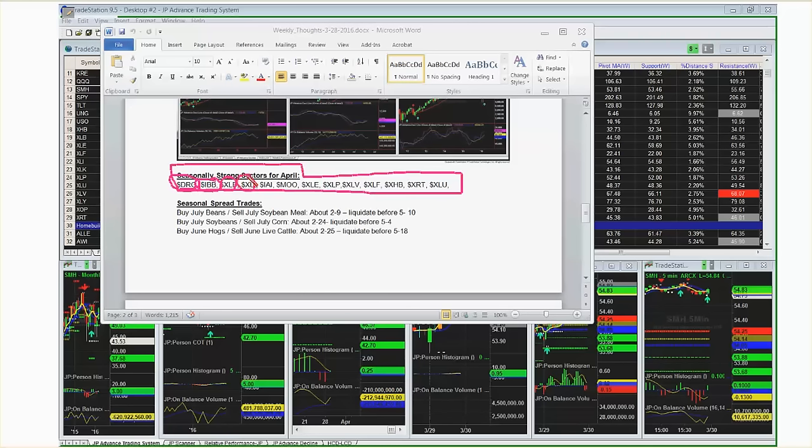XLB, which is materials, industrials, broker-dealers, MOO. This is an interesting one right there. It's not full of cows, but it's full of agricultural stocks. Energy, actually. Consumer staples, healthcare, financials, materials. What else do we got? Retail, and for gosh sakes, what else do we got? Utilities. These generally, on average, over the last 20 years, have seen an upside move in the month of April. And that's why maybe we've got a little bit of jump going on in the market.